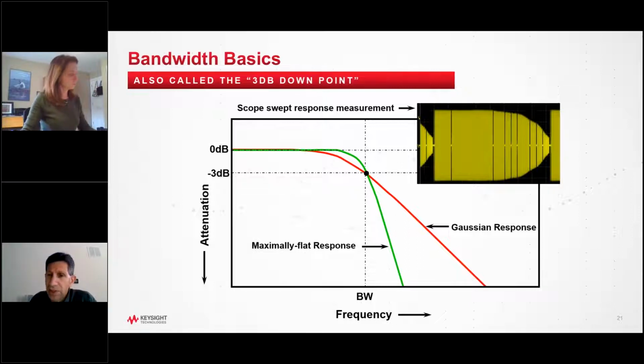Another method I mentioned is that you could just disconnect the input from the scope and run an FFT with no input applied, and it will show you essentially this response.